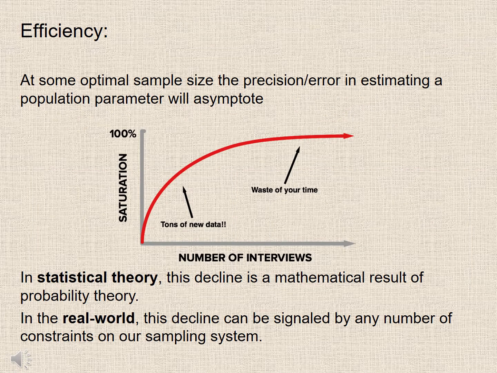Although we may be enticed to think that more is better, we also don't want to waste time and resources collecting more samples than we need. At some optimal sample size, the precision and error in estimating a population parameter will asymptote, or level off, and we will see a point of diminishing returns, where each extra sample collected doesn't actually increase our precision or decrease our error very much at all. In statistical theory, this leveling off is a mathematical result of probability theory. In the real world, it can be caused by a number of constraints on our sampling system.